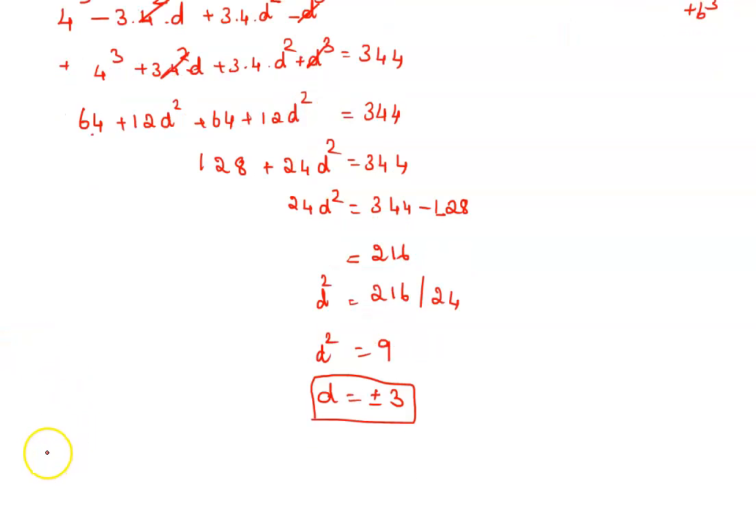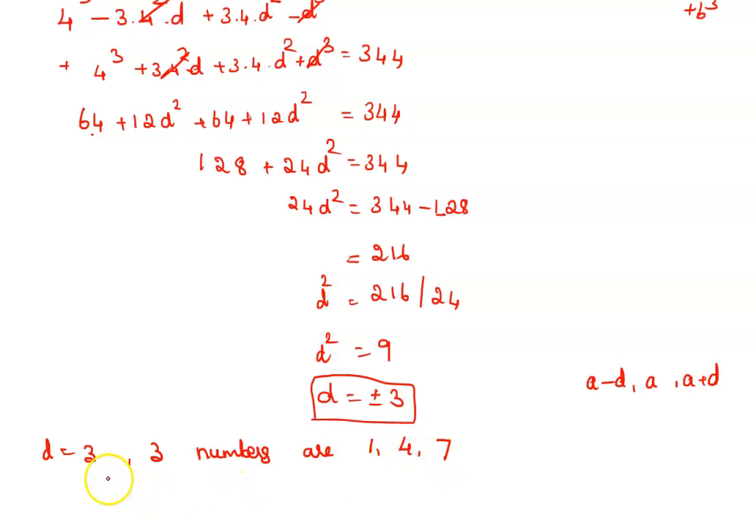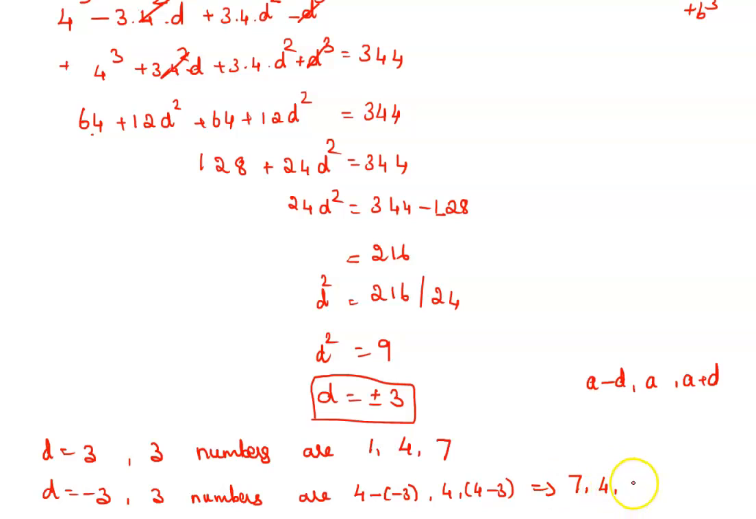So first we will take D is equal to 3. So when D is equal to 3, the three numbers are, so we have taken the three numbers as A minus D, A and A plus D. So now substitute here. So 4 minus 3 is 1, 4 and 7. If we take D is equal to minus 3, then the three numbers will be 4 minus of minus 3, 4 and 4 minus 3. So which implies the three numbers are 7, 4 and 1.